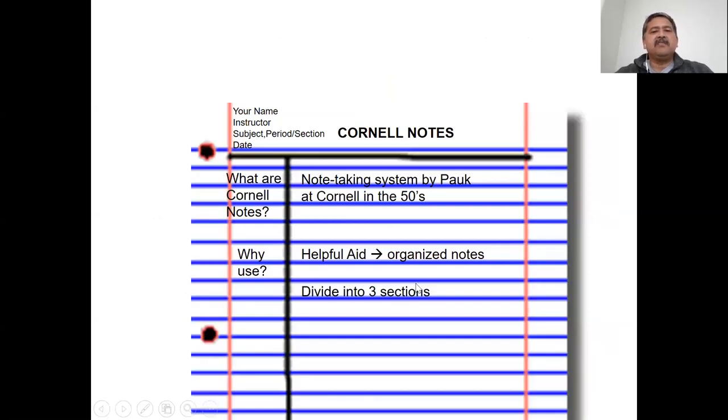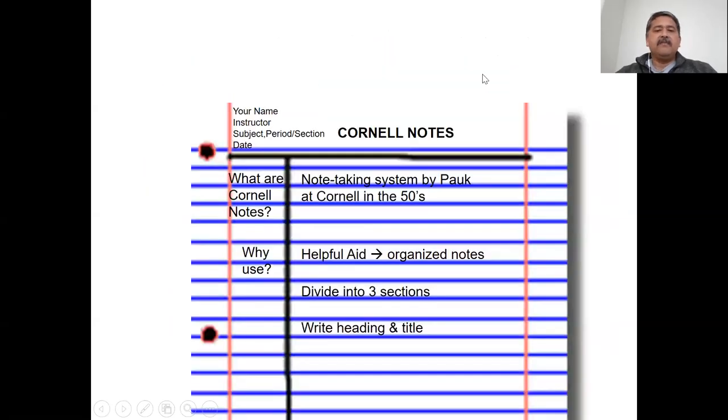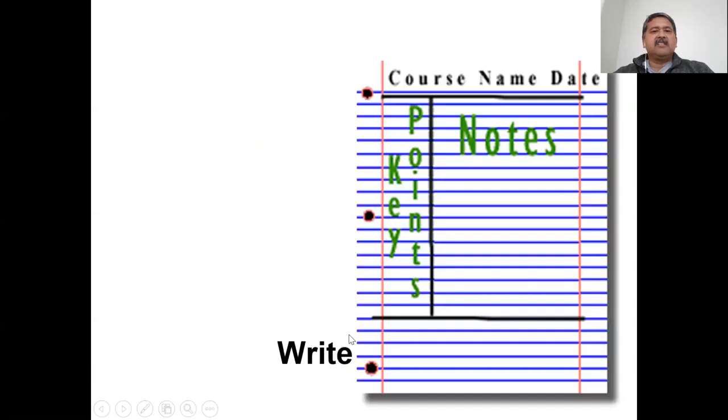If you're taking Cornell notes, this is what you would write. And also, you should have on your paper a document heading, which includes your MLA header and the topic right there. So it says write your name, the instructor's name, course name, period or section, date, and topic or title at the top of each page, like that. And then your topic right over here. So I wrote write heading and title in my Cornell notes.